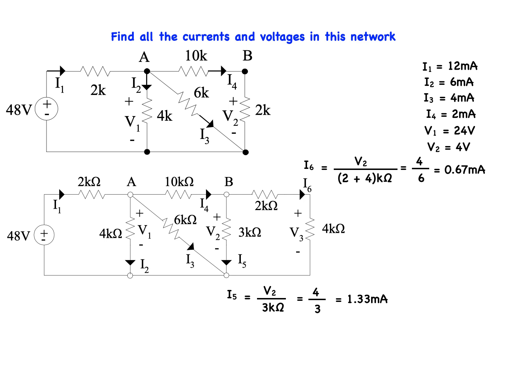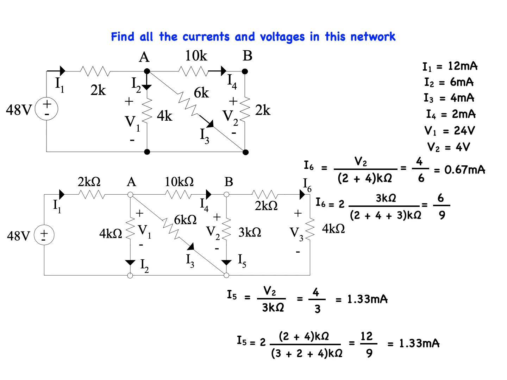Current division can also be used to find I5 and I6. Current divider rule can also be used. I5 is equal to 2 times the quantity 3 plus 4K ohm divided by 3 plus 2 plus 4K ohm, which is equal to 12 divided by 9, giving us 1.33 milliamps again, and I6 is equal to 2 times the quantity 3K ohm divided by 3 plus 2 plus 4K ohm, which gives us 0.67 milliamps.